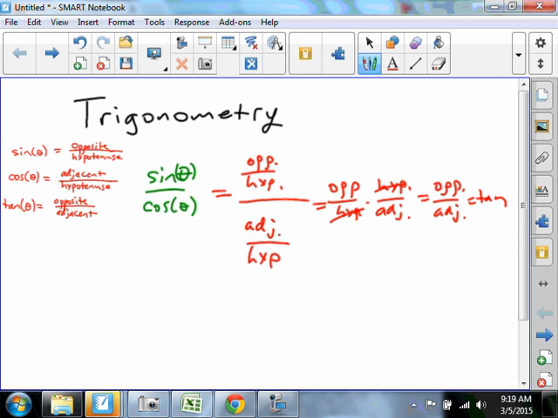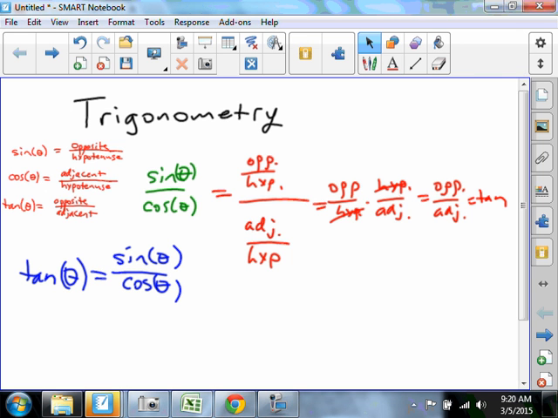So what we're saying is that the tangent of theta can be found by dividing the sine of theta by the cosine of theta. I love that. That's a trigonometric identity. It's very important. It's very helpful. It makes our job so much easier when it comes to evaluating the sine and the cosine and the tangent, especially the tangent.